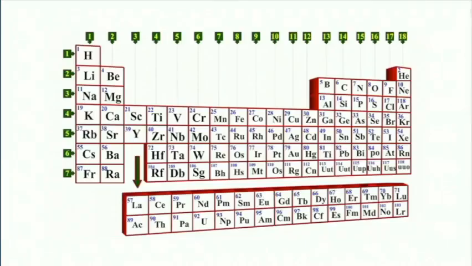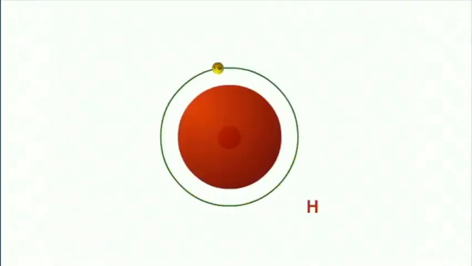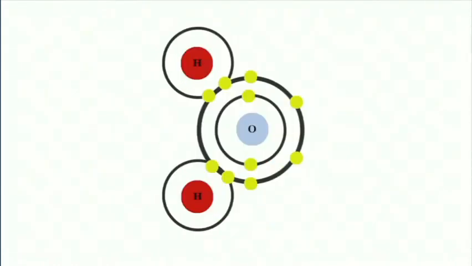However, not all elements follow the octet rule. Hydrogen, for example, is in the same period as helium. It therefore reaches stability with only 2 electrons in its outermost shell. This is what happens when hydrogen reacts with oxygen to form water. Although hydrogen does not follow the octet rule, oxygen does.